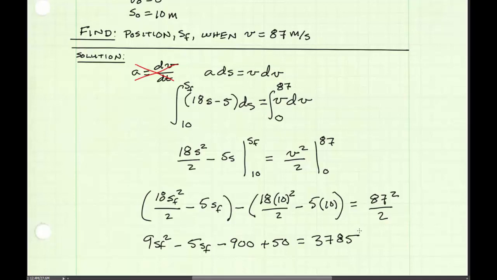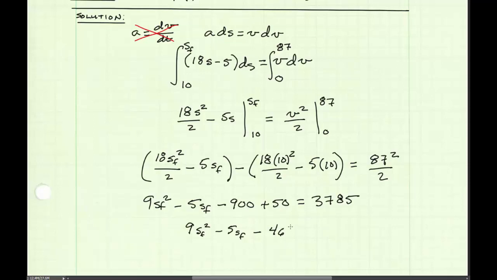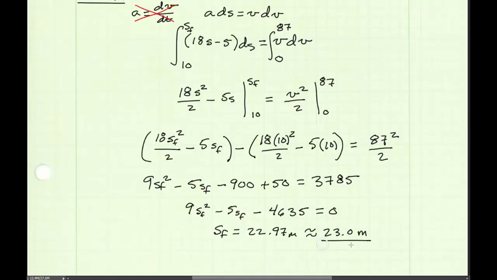3,785. Further reducing this, 9 s sub f squared minus 5 s sub f minus 4,635 equals 0. Solving this gives us a value for s sub f that's equal to 22.97 meters, which is approximately 23.0 meters, which is our final answer.